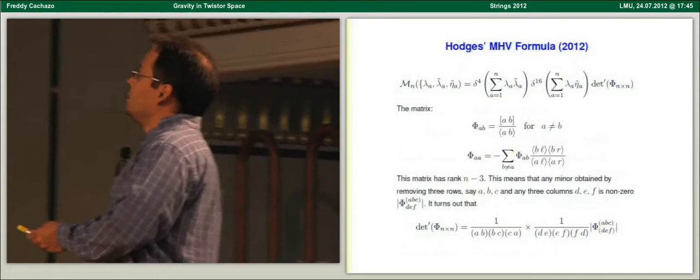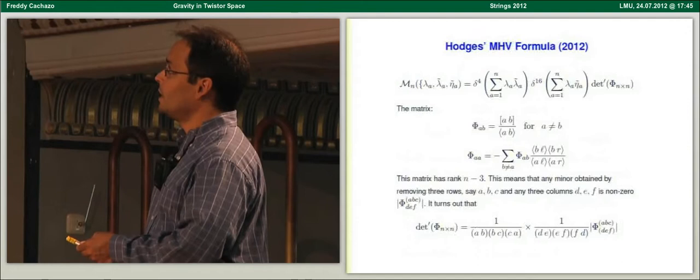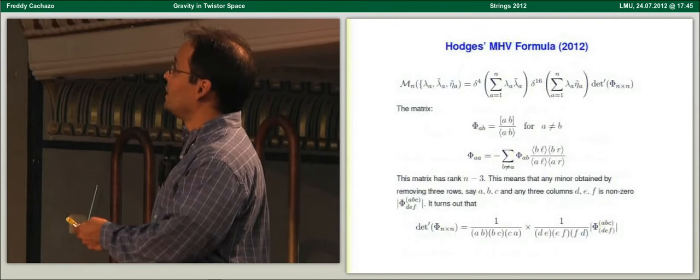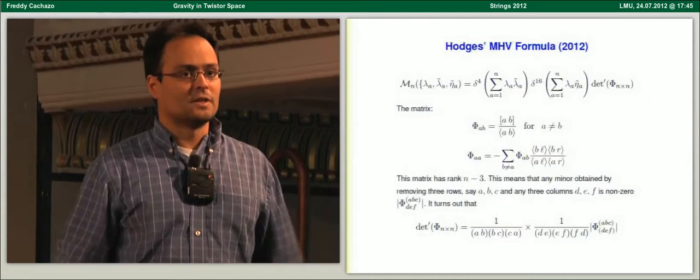This matrix has rank n minus 3, and this means that any minor obtained by removing three rows, say A, B, C, and any three columns, D, E, F, is non-zero, and I'll denote it by this. And it turns out that the right formula, or the right definition of this pseudo-determinant, is nothing but this object over here. It's easy to show that this is completely permutation invariant in all the labels. In other words, you can choose any rows and any columns to remove. They could even be the same label.